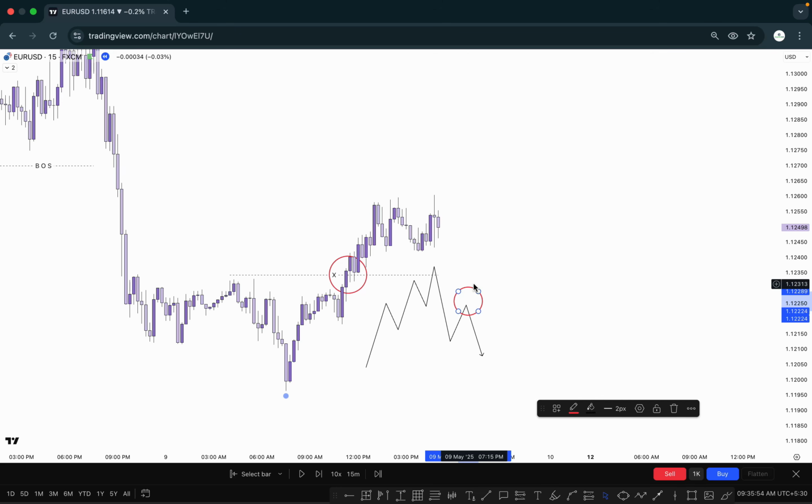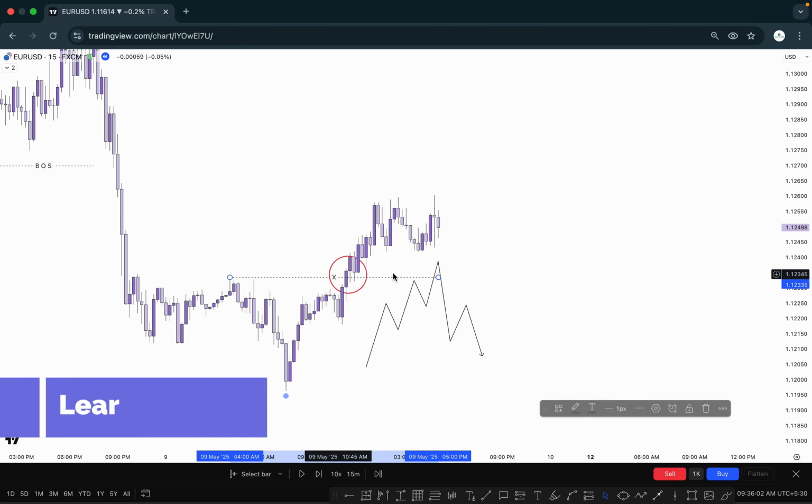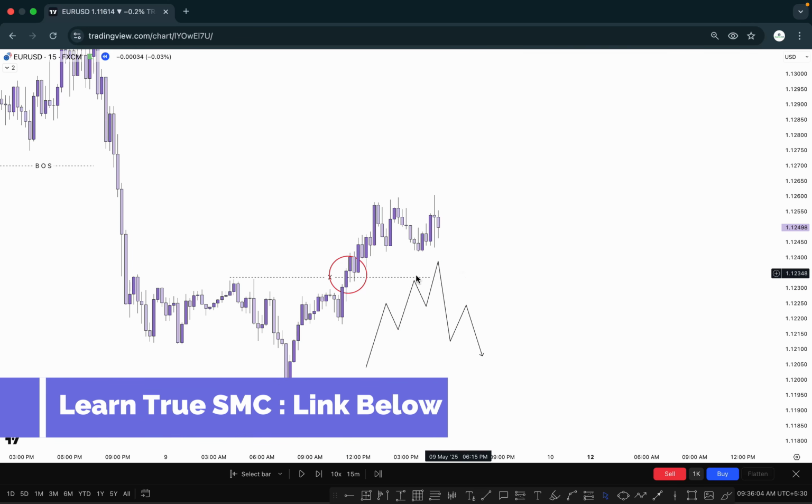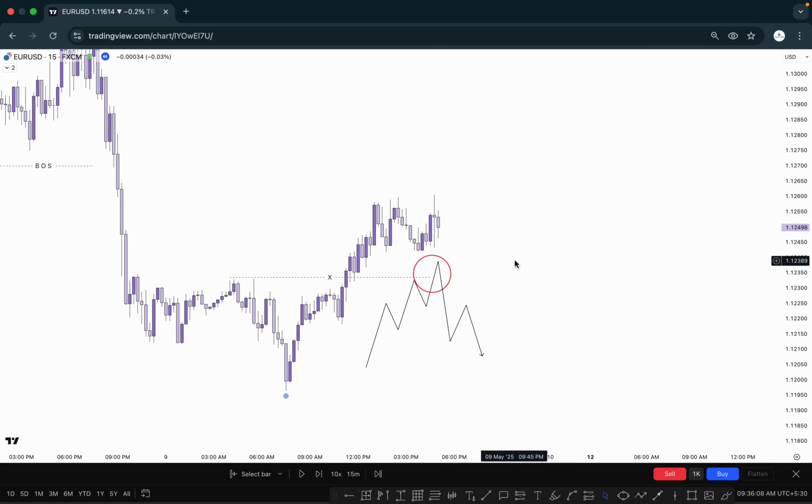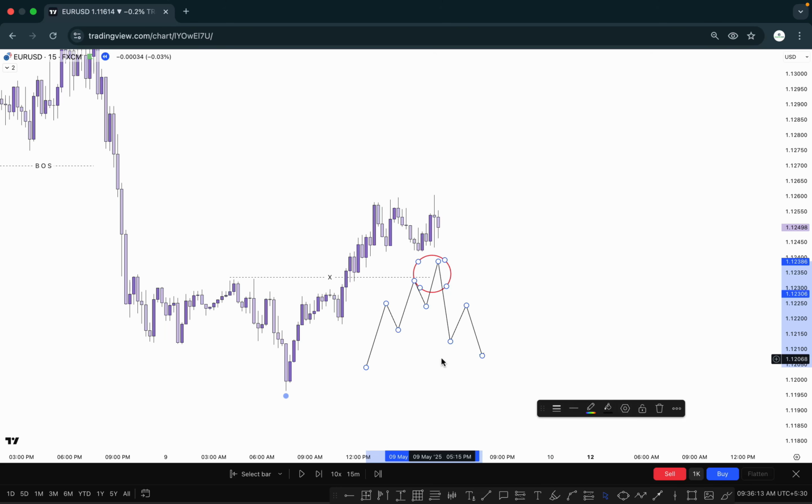So this is our first scenario. The second scenario is that the market takes out the inducement like this one, just sweeping the previous high, and the market does not take out the inducement. So in this case we can directly plan for the sell after lower time frame confirmation, and these are two possible scenarios for the sell.